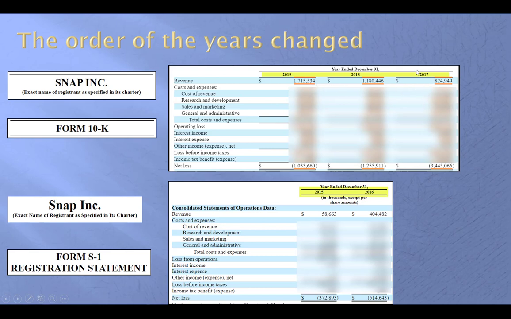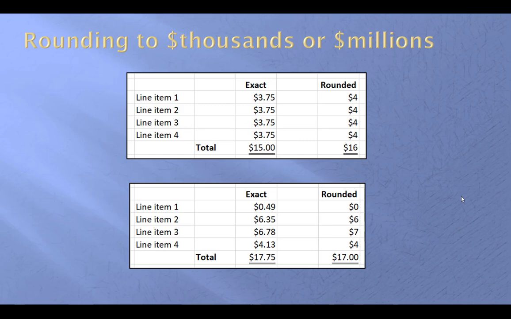But this was not always the case. They changed. It's almost like driving on the left side of the road and changing to driving on the right side of the road. In the registration statement, it was old on the left, new on the right. So it's now new on the right, old on the left, and I think this is my preferred format. So at least Snapchat changed, and they changed for the good.